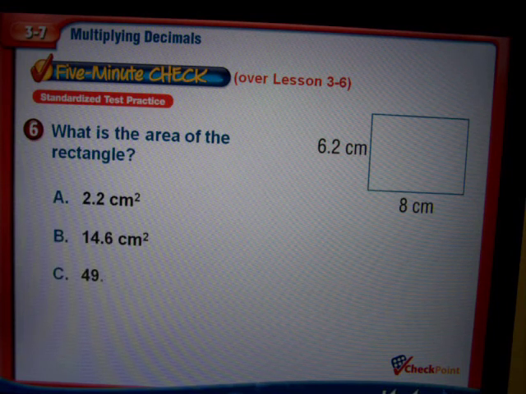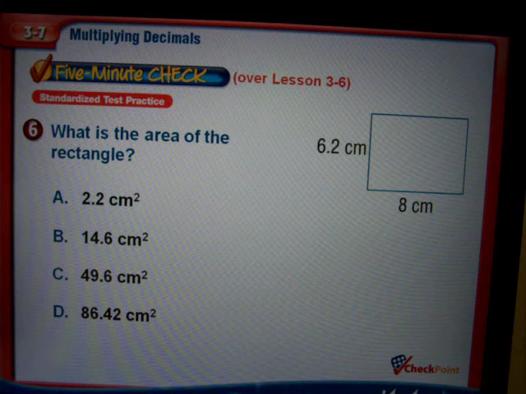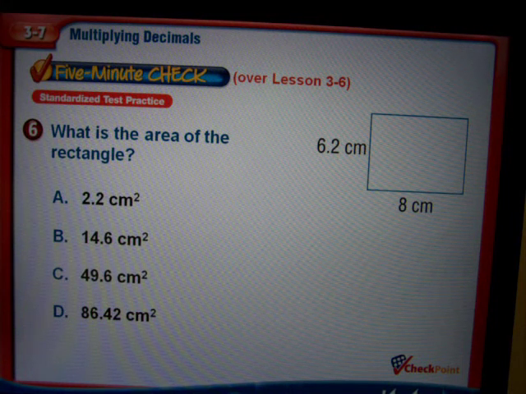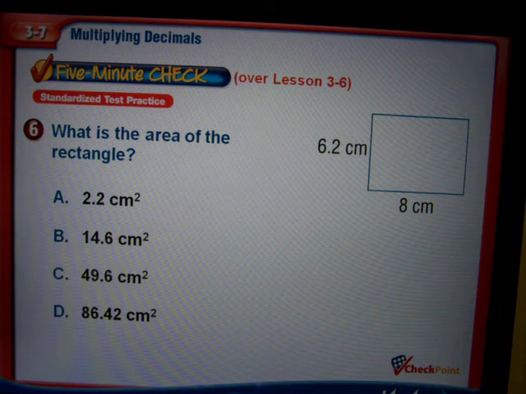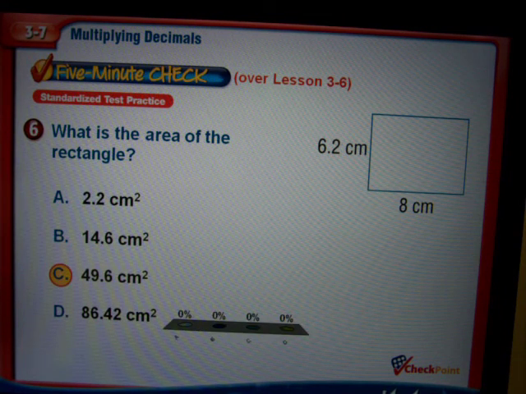So now, what is the area of this rectangle? So remember, to find the area, you take length times width. Is the answer A, 2 and 2 tenths centimeters squared, B, 14 and 6 tenths centimeters squared, C, 49 and 6 tenths centimeters squared, or D, 86 and 42 hundredths centimeters squared? And your answer is C.